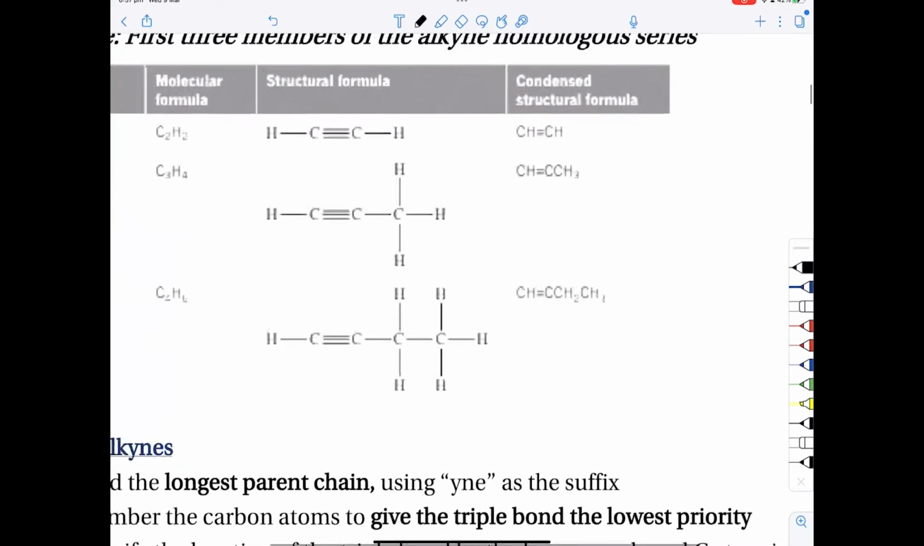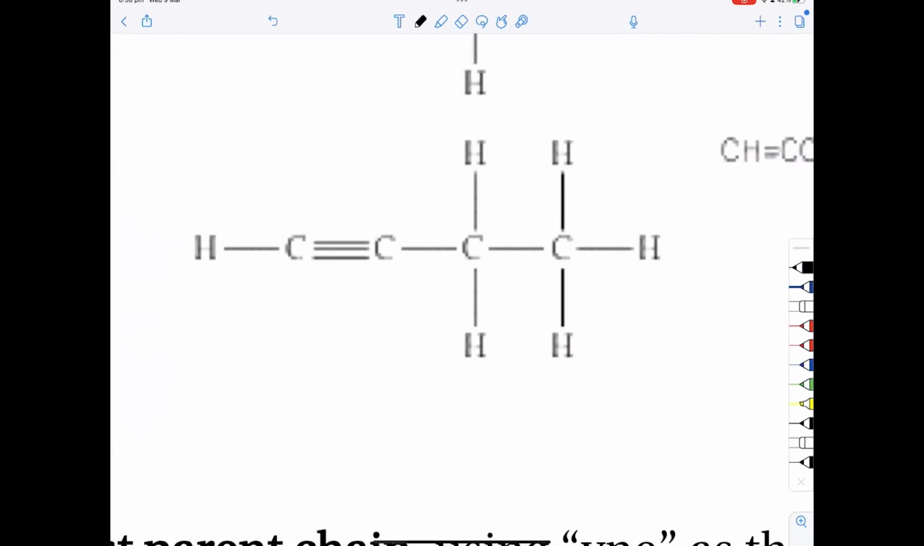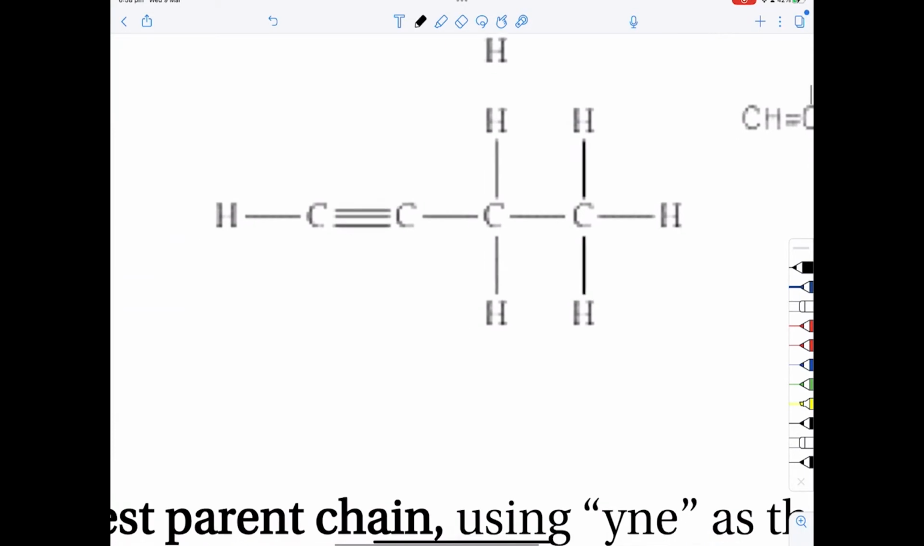Good. All right. Naming, I'm actually not going to go through naming because if you know how to name an alkene, you can name an alkyne. The only difference is instead of ene, you add "-yne" at the end. So here's your first one. Name this for me. You will have, I don't know, 20 seconds. Try eyeballing this in your head, actually, because you don't really need to draw anything.